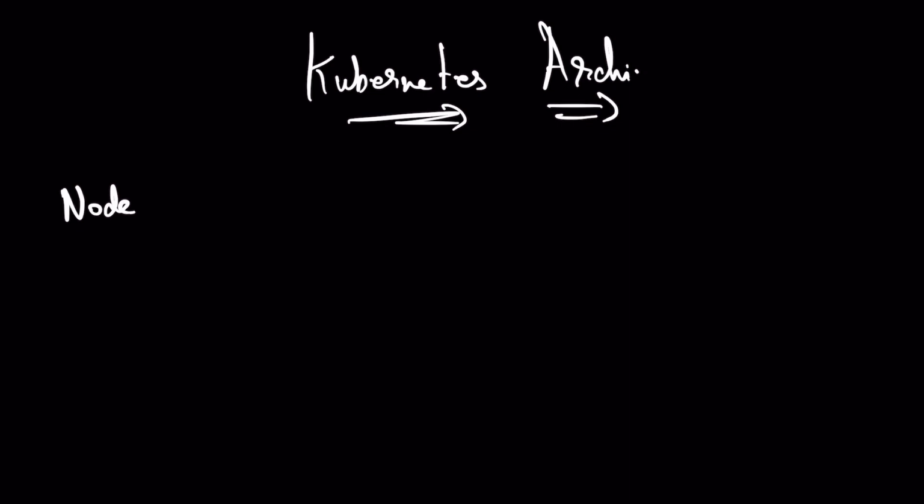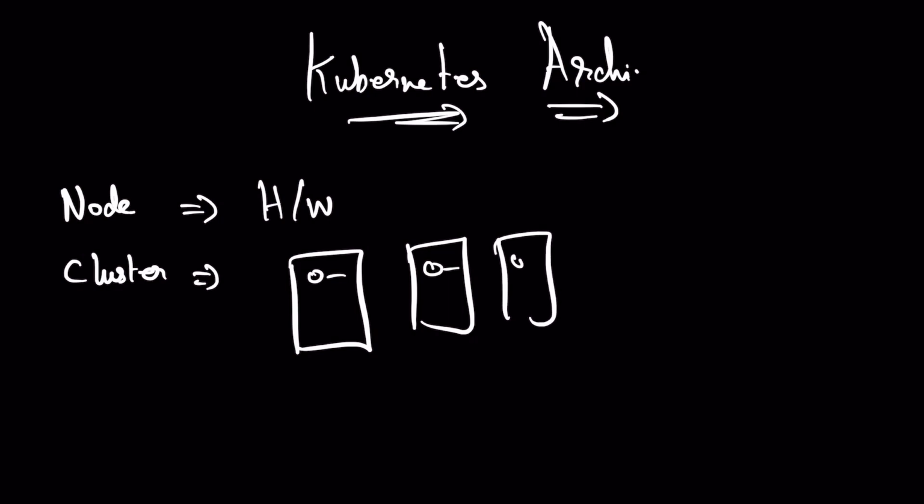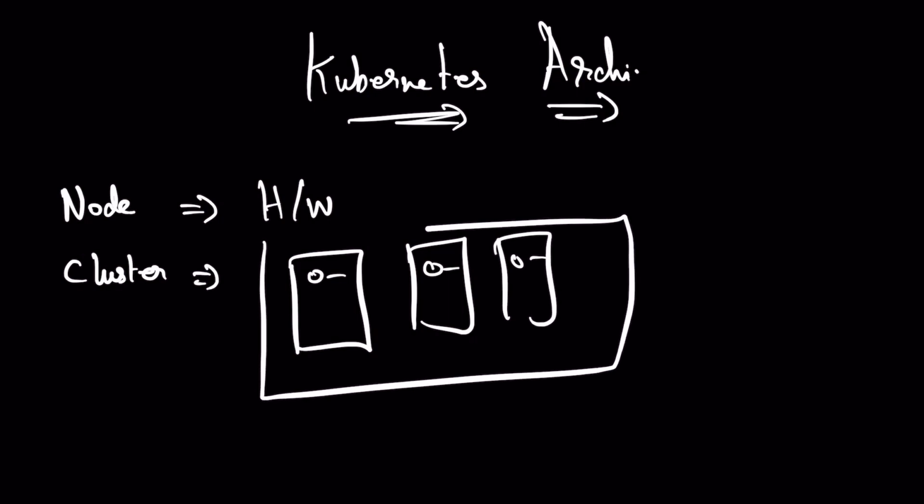First one is, what is a node? Node is the actual hardware, the physical server where we are going to place our applications, which has the CPU, RAM and all the required resources. And the next one is cluster. Cluster is nothing but a collection of nodes. So 3 or more servers or nodes together perform a cluster.